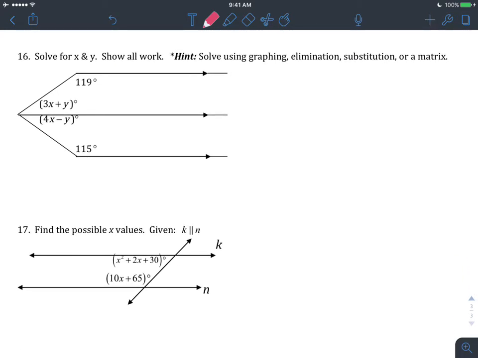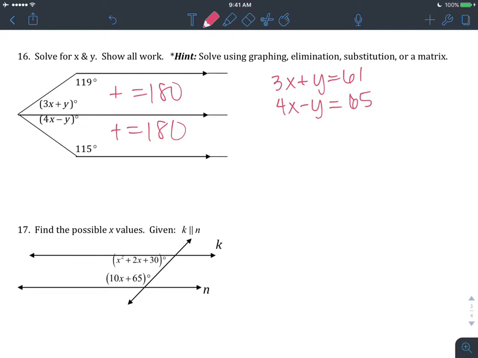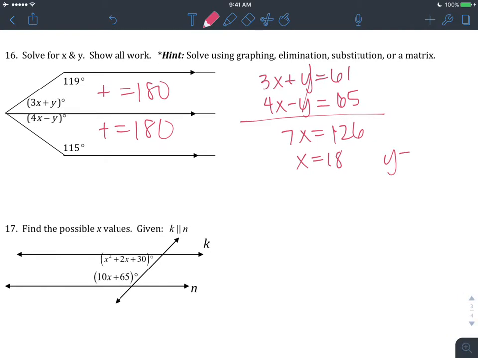All right, 16. We set these up in class. You're going to add them up to equal 180. So the equations that you're going to get once you simplify it, you're going to get 3x plus y equals 61, and 4x minus y equals 65. From there, your y's will cancel. You're going to get 7x equals 126. So x equals 18. When you plug that back in, you're going to get y equals 7. So that is your answer as an ordered pair, 18, 7.